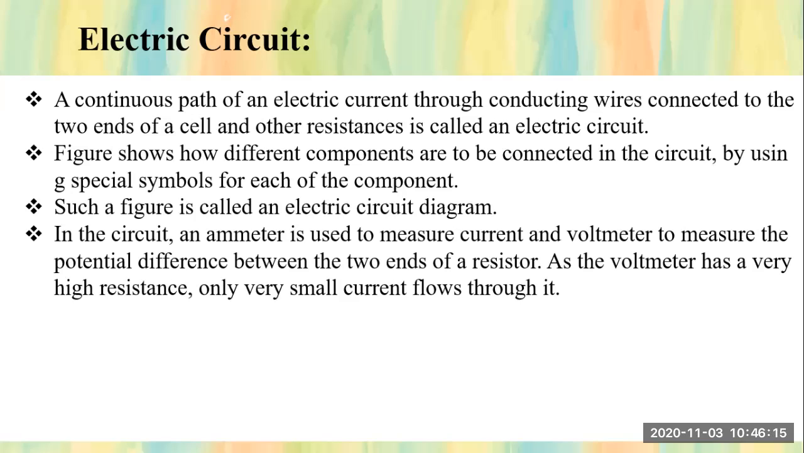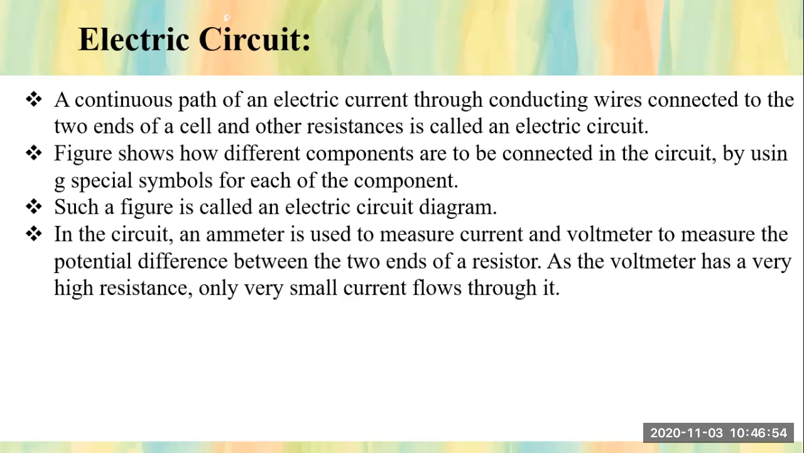Now the conducting wire is connected to the two ends of the cell. We have always seen a cell's positive and negative terminal. So the wire is always connected to the positive and the negative terminal of a cell, and other resistors are also attached in it, so that the complete, continuous path of that electric current consists of conducting wire, cells and other components. Here just the resistances are there, but there are a number of components we can add in an electric circuit. So this all is nothing but an electric circuit.